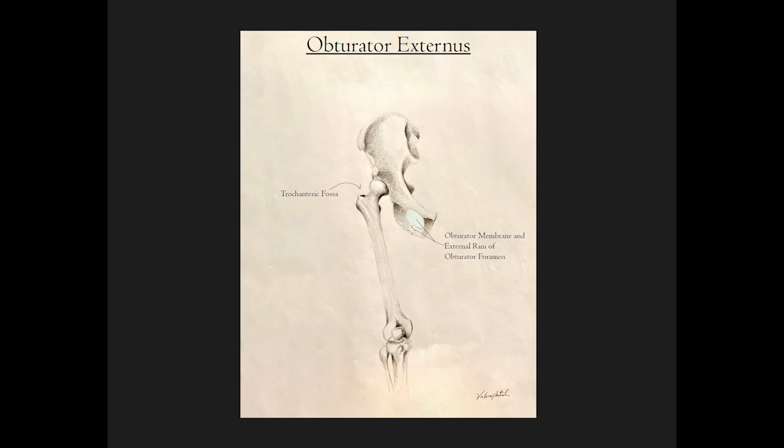So the externus is attaching to the membrane and the external rim of the obturator foramen, and then from there it runs posterior to the neck of the femur and inserts itself onto the trochanteric fossa. So that's going to look like this. It's going to function as an external rotator along with all those other small hip rotators that we saw in the gluteal region.